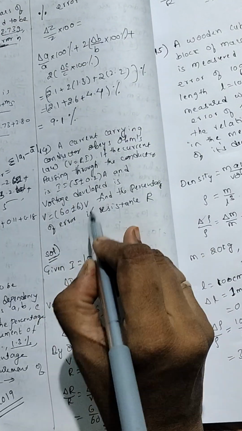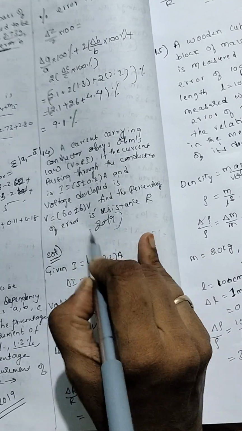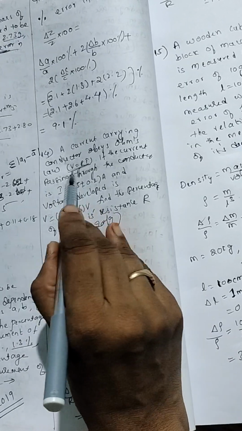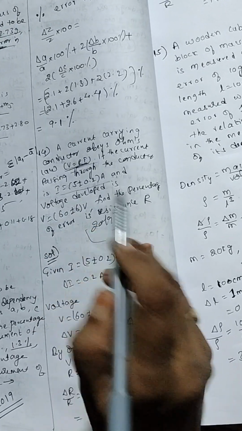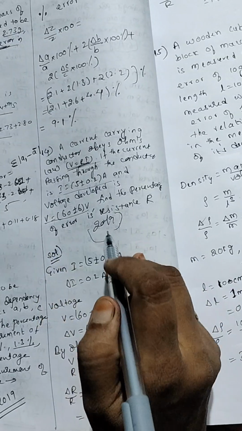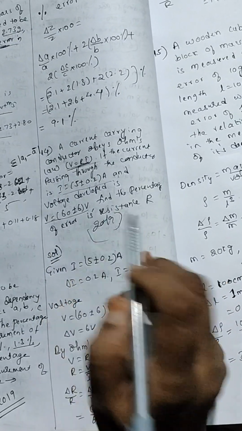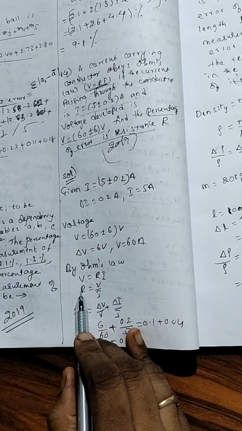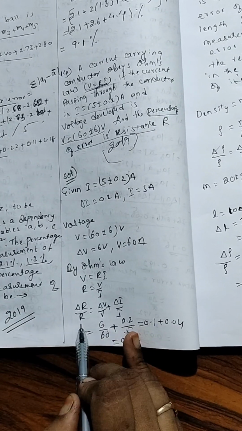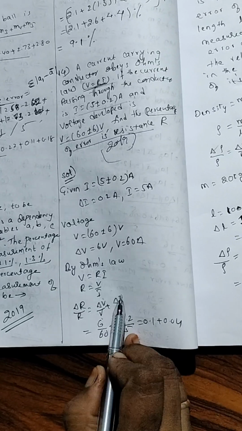Now next, this is also asked in 2019. He gave, according to Ohm's law, I he gave 5 plus or minus 0.2 A and V he gave 60 plus or minus 6 V. He is asking to find the percentage error in resistance. Ohm's law, V equal to R I. R equal to V by I. Delta R by R equal to delta V by V plus delta I by I.